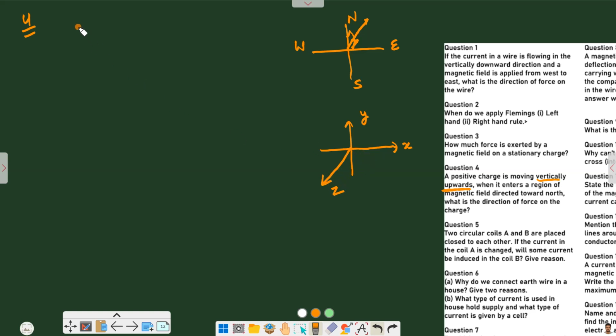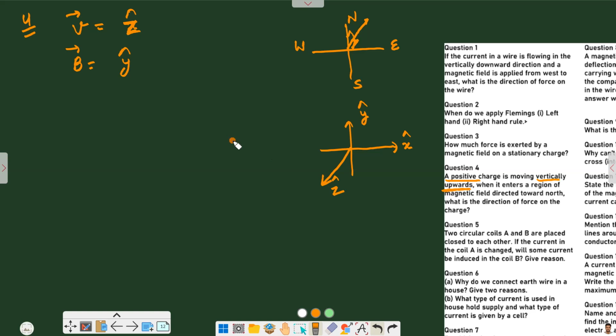So velocity is in Z direction and magnetic field is towards north. So magnetic field is towards north and north is in Y direction. So direction of B is Y direction. It is a positive charge.